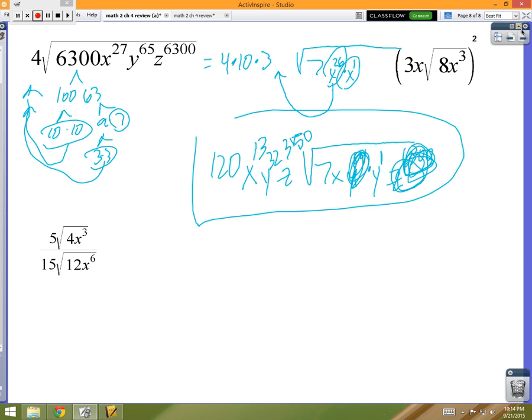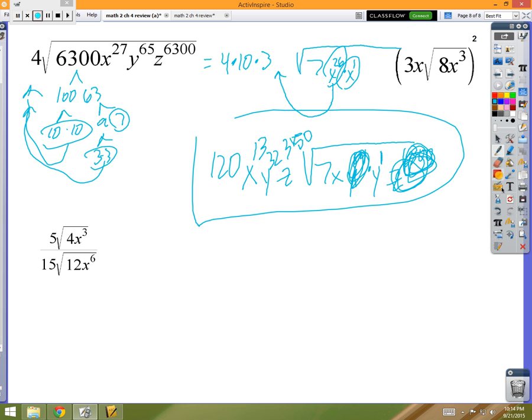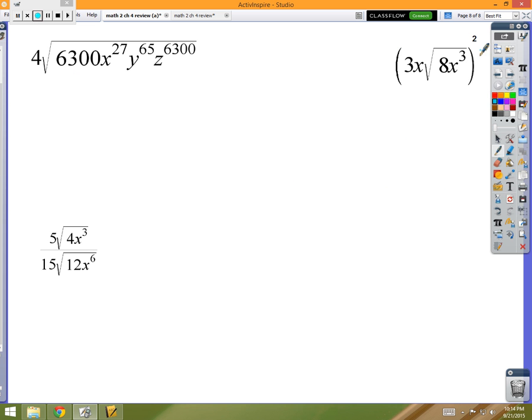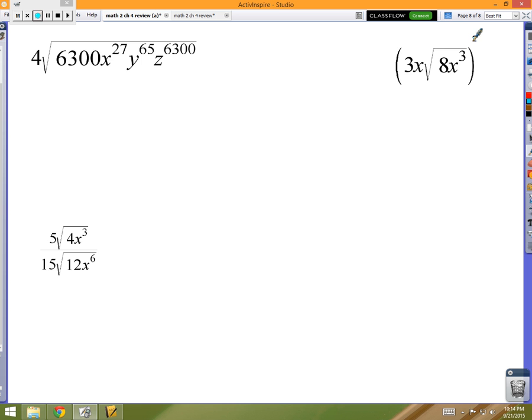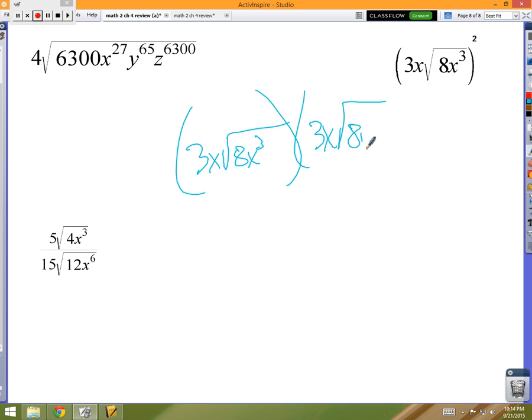Okay, so that's not too bad. Alright, next. If we're going to square it, we need to times it by itself. So the 3x times square root of 8x cubed, times that by itself. 3x times square root of 8x cubed. Okay, now the outside times the outside. 3x times 3x. 3 times 3 is 9. x times x is x, 1 plus 1, so it's x squared.